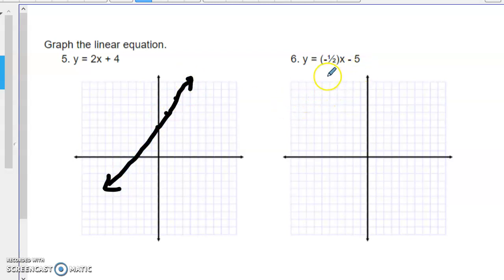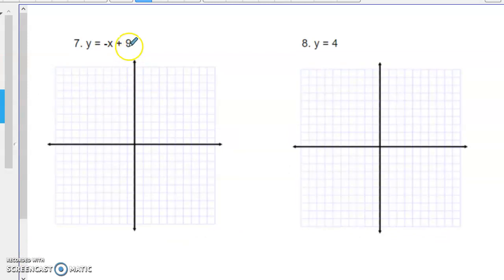Number 6 has a slope of -1/2 and a y-intercept of -5. So I start with the y-intercept of -5. It crosses here at -5, so 1, 2, 3, 4, 5. Now with a slope of -1/2, I always put the negative with the top number because I find it easier to do it that way. So that would mean I would go down 1 and then over 2, down 1 over 2, and that would be where my line would be for this equation. Then I just draw a straight line through those points.